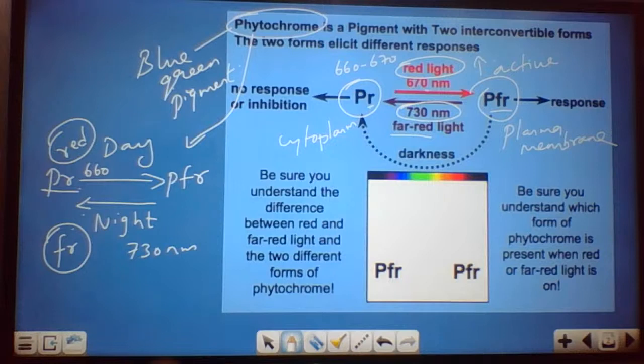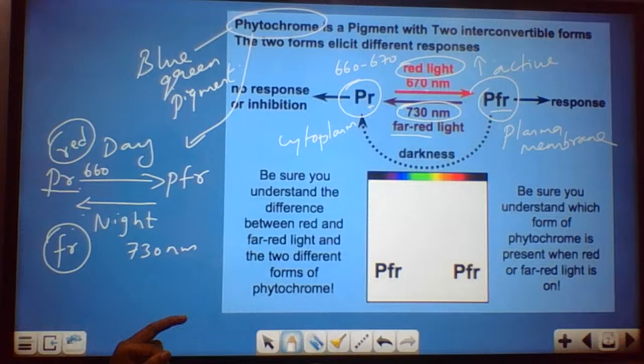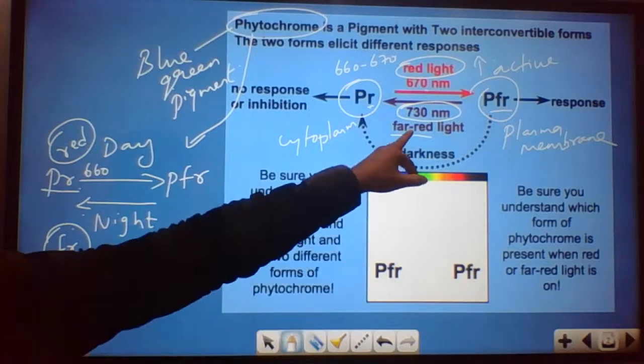Far red. Okay, so you mentioned here far red. Okay, fine. That's what I told you. PR is phytochrome red, PFR is phytochrome far red.